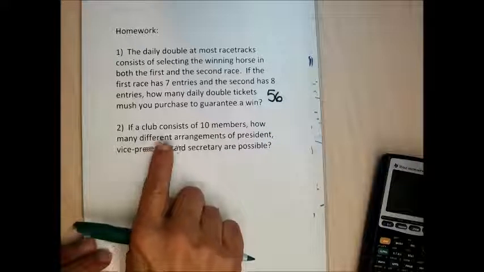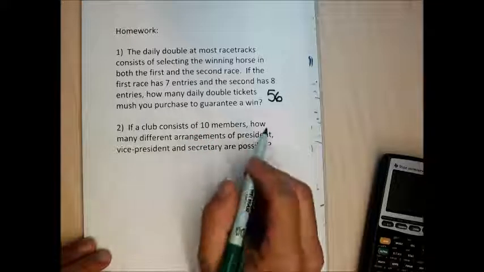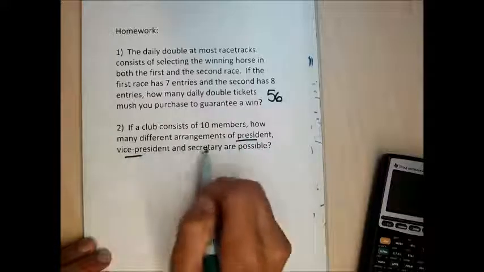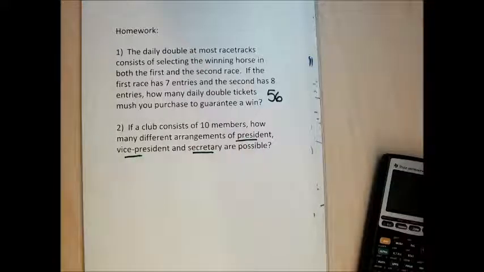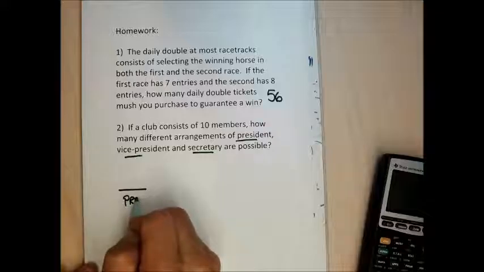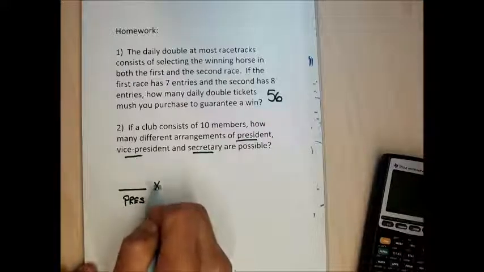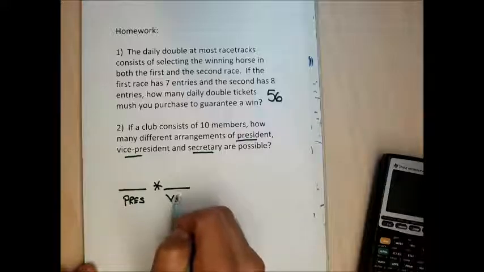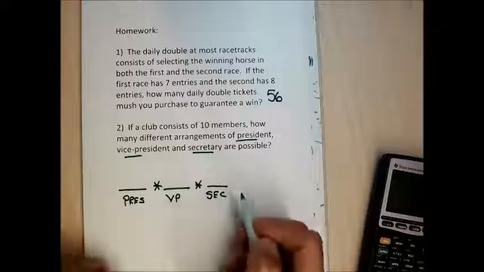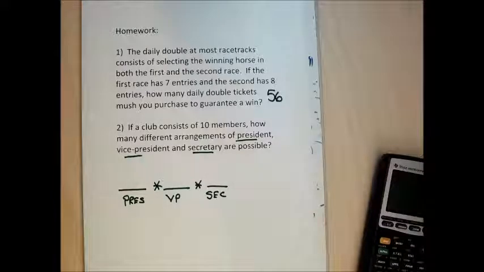So my problem 2, a club consists of 10 members. How many different arrangements or how many different ways can they elect a president, a vice president, and a secretary? So in this particular problem, I'm doing 3 experiments. I'm picking a president from the 10 people in the club, I'm picking a vice president, and I'm picking a secretary. So the 3 experiments that I'm going to do here is I'm going to take those 10 members and we're going to give one person the job of president, one vice president, and one secretary. How many ways can they do this?